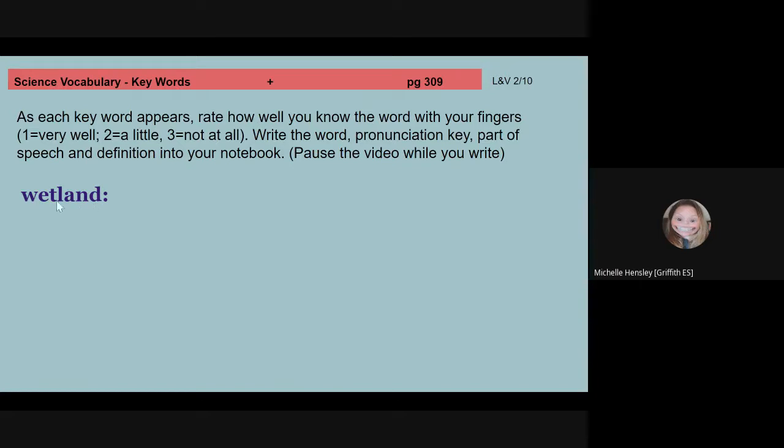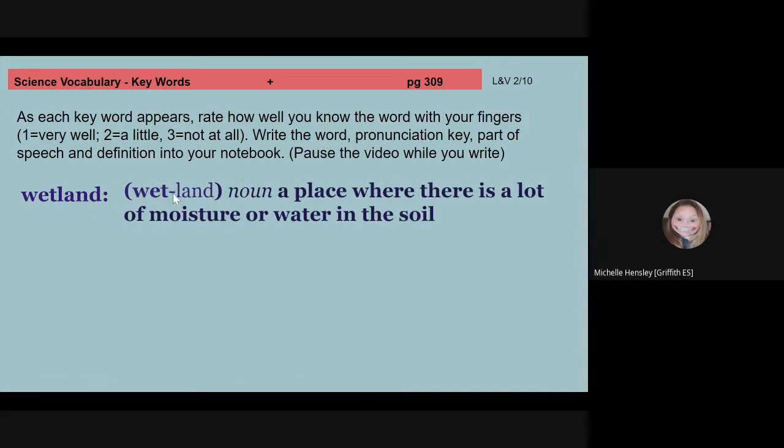Wetland. It's a composite word. It's made of 2 separate words added together, wet and land. We know that wet means something that's got water on it, and land means the solid part of the earth. So watery land, right? Wetland. 2 syllables. It's a noun, a place where there's a lot of moisture or water in the soil.